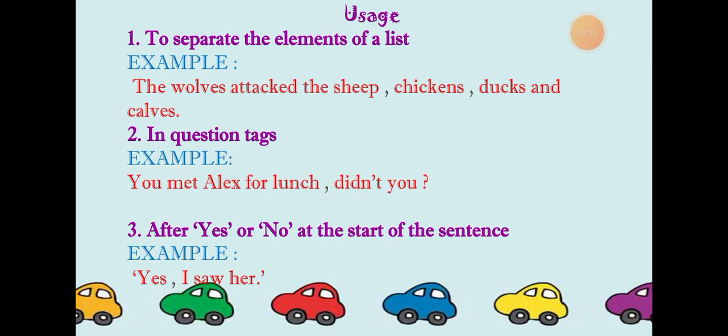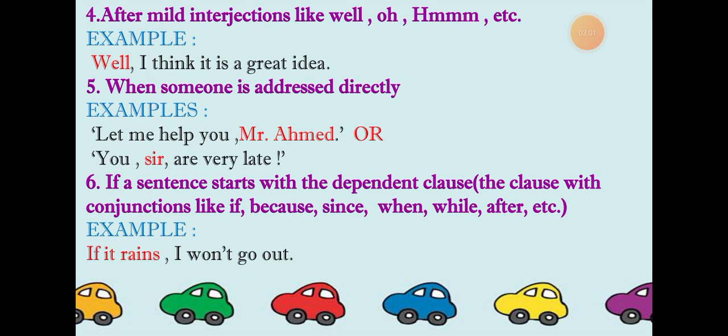Now comma. Usage: to separate the elements of a list. For example, the wolf attacked the sheep, chickens, ducks, and cows. That means to separate things from each other, we use it. And in a question tag, for example, you met Alex for lunch, didn't you? Here, to separate the two parts of the sentence, we also use a comma. And after yes or no at the start of a sentence, for example, yes, I saw her, no, I didn't see her. So this is when we can use it.